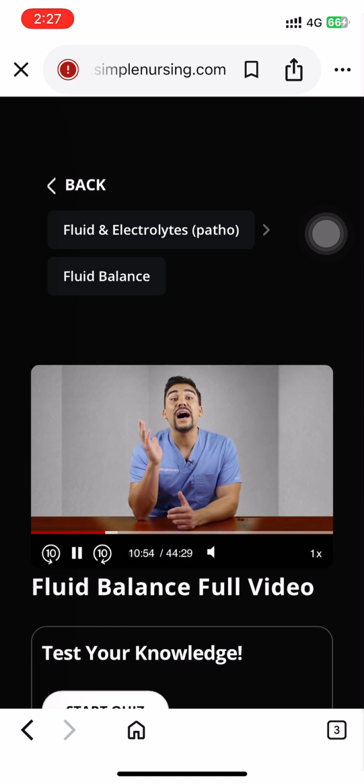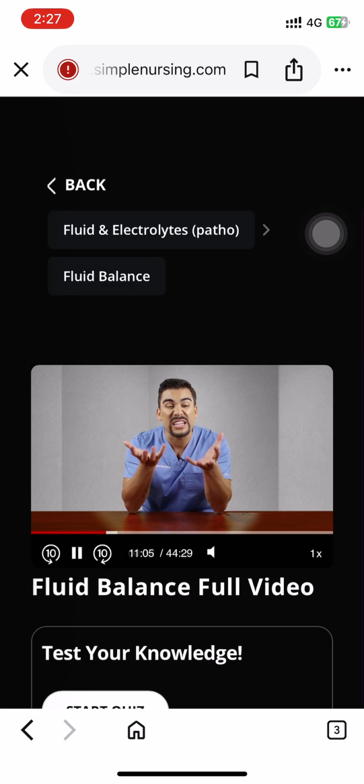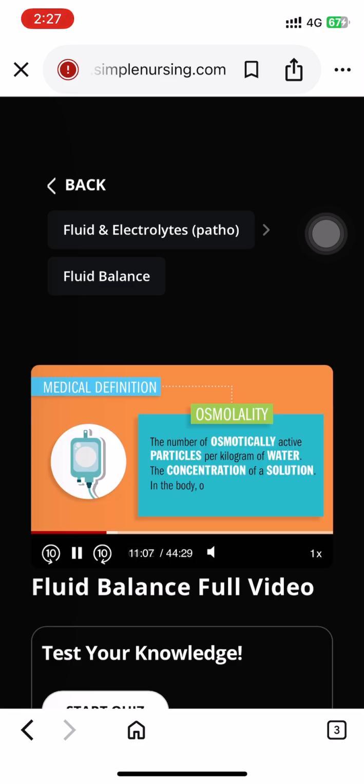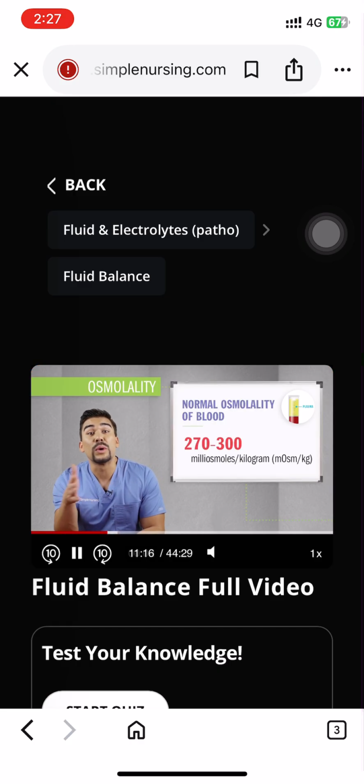Our next term is osmolality, which refers to the number of osmotically active particles per kilogram of water. It's simply the concentration of the solution. Basically, how heavy and concentrated is it? Now, osmotic pressure is measured by milliosmoles, or mOsm. Now, the normal osmolality of blood plasma is about 270 to 300.